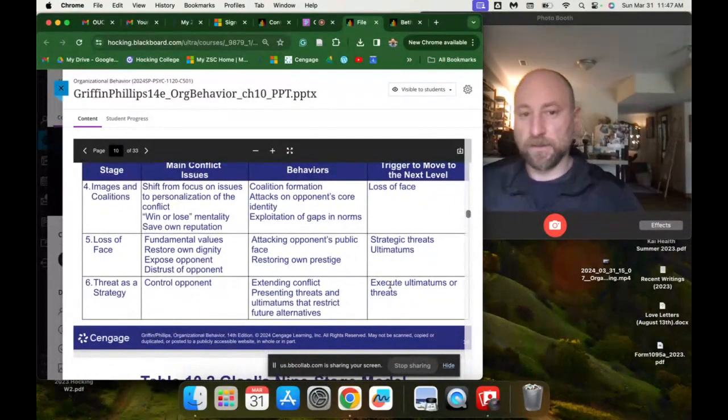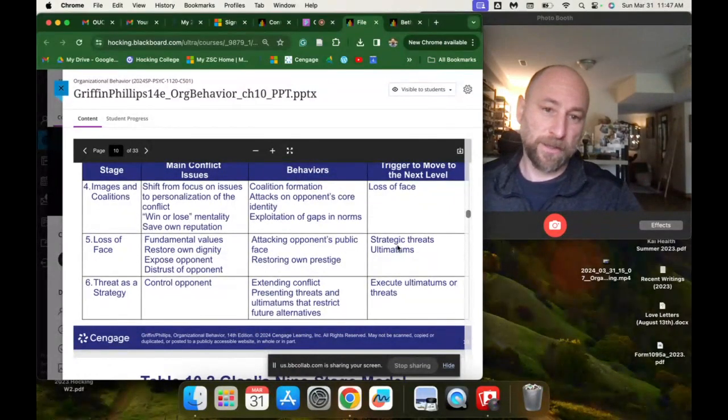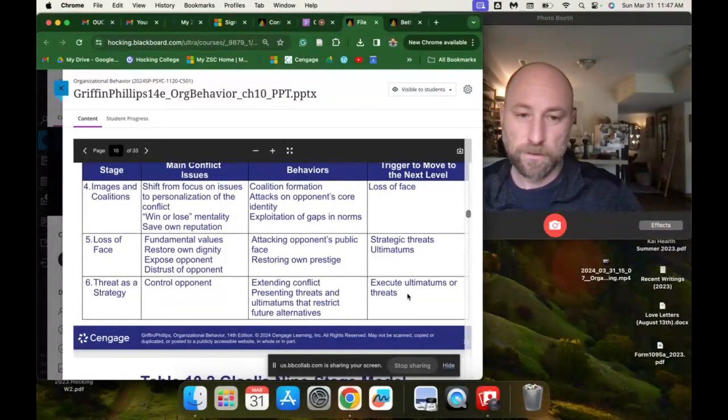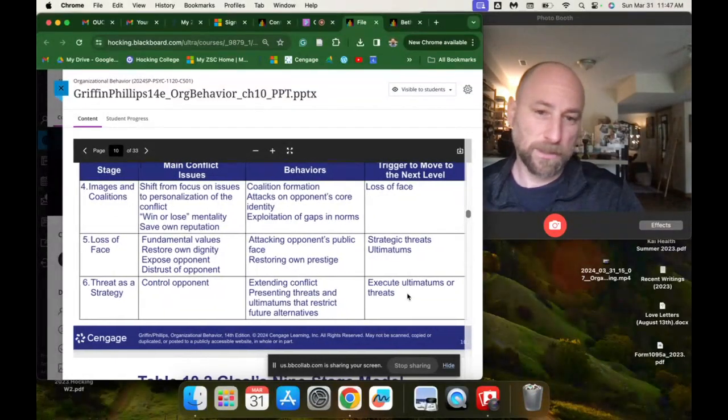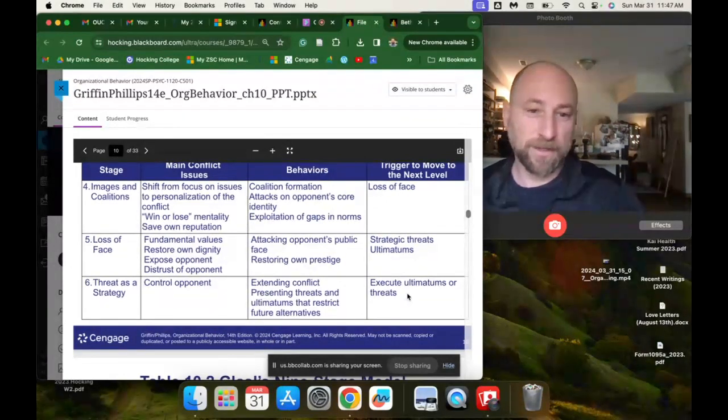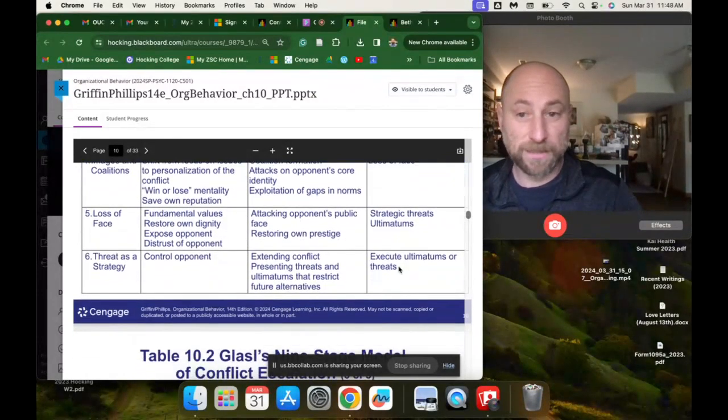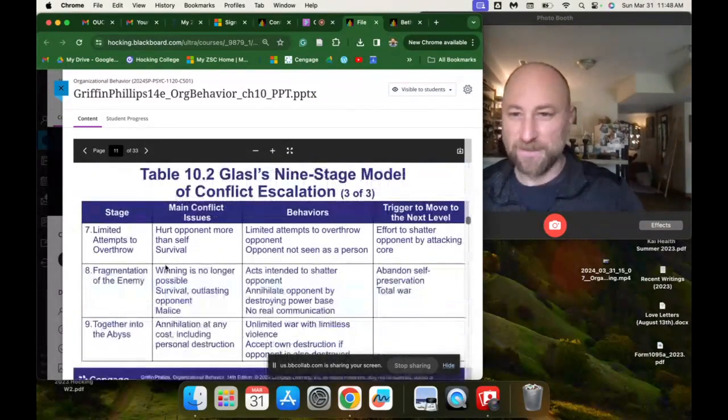The next stage is actually acting on a threat or an ultimatum. So here you just say, if you do this, I'm quitting, or whatever. If you do this, I'm going to cut all the funding to your department if you don't get in line. Okay, then one person actually does that.